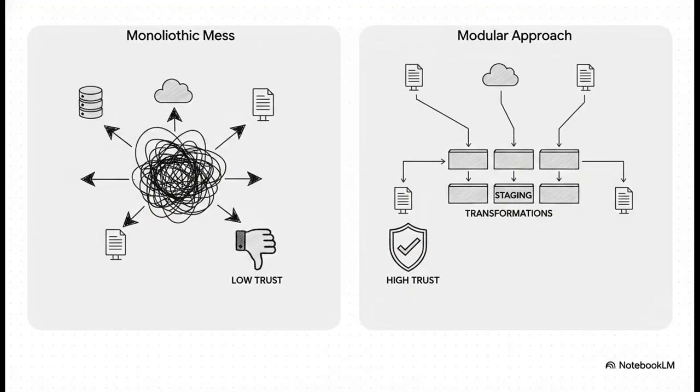Okay, just look at the difference here. It's night and day. On the left, you've got the monolithic mess. It's a total free-for-all, right? You end up with these tangled dependencies that are impossible to follow, and nobody trusts the data. But on the right, that's the modular approach. Here, you're actually building on top of the great foundational work your teammates have already done. Every single transformation is broken down into these clean, distinct steps. The data lineage, it's crystal clear. And what do you get out of that? High trust and real collaboration. It's a total game changer.